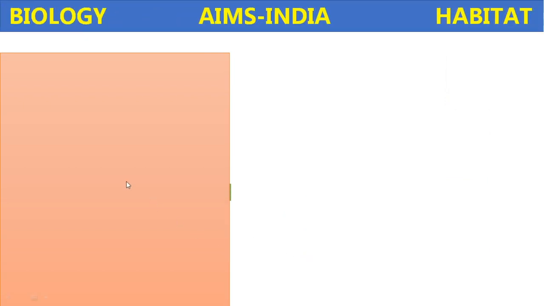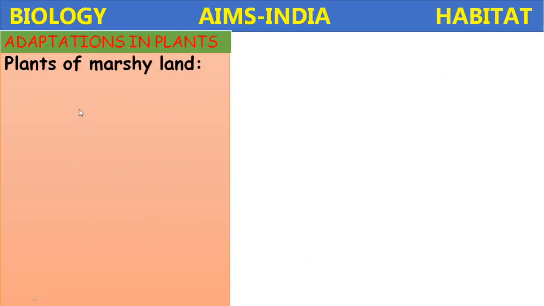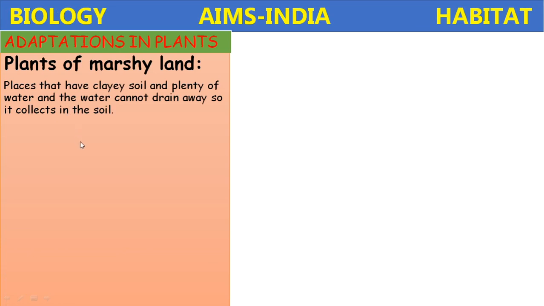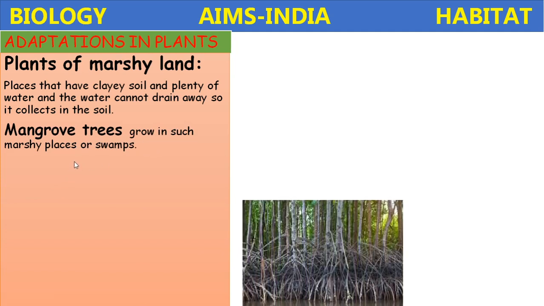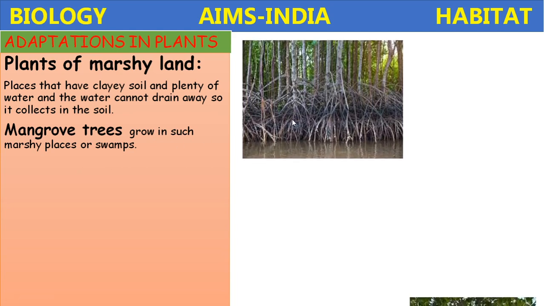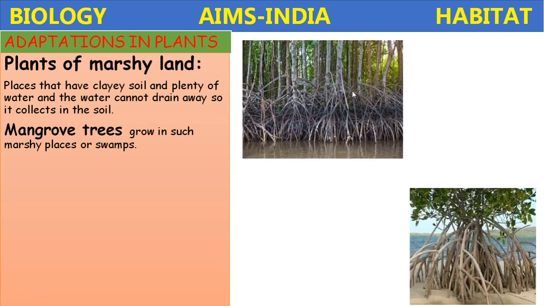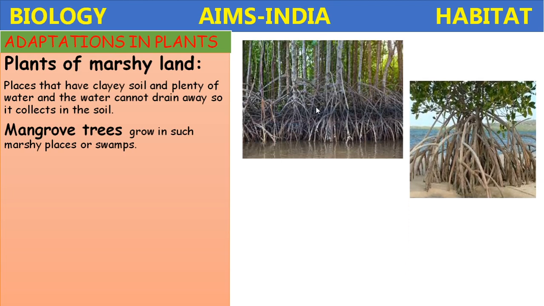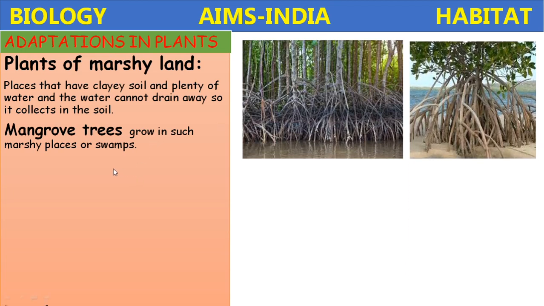Next, adaptations in plants. Plants of marshy land. Marshy land means places that have clayey soil and plenty of water, and the water cannot drain away, so it collects in the soil. Mangrove trees grow in such marshy or swampy, damp areas. See here, these are mangroves which can grow in those areas.